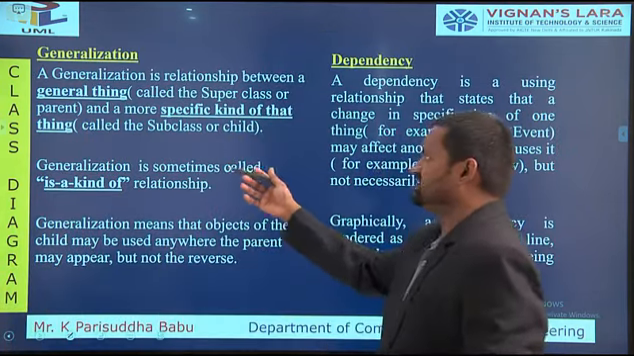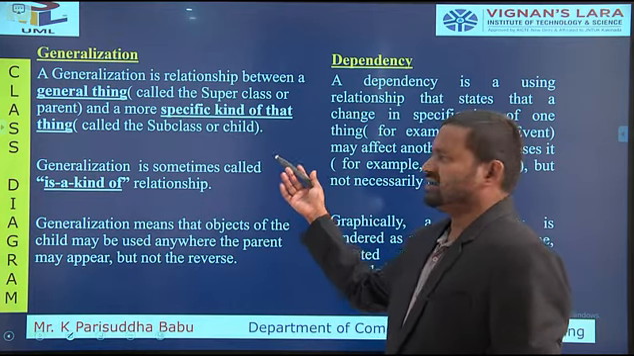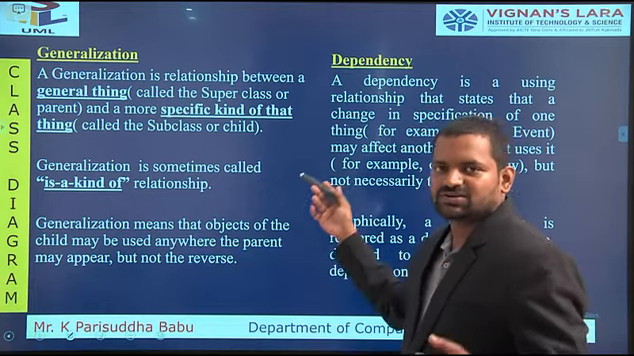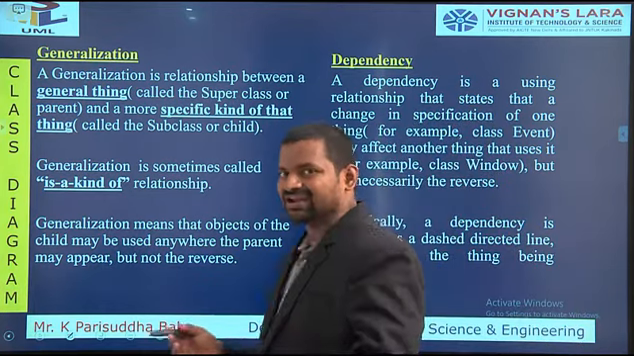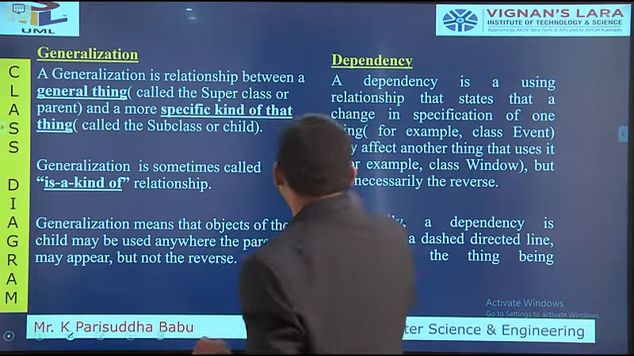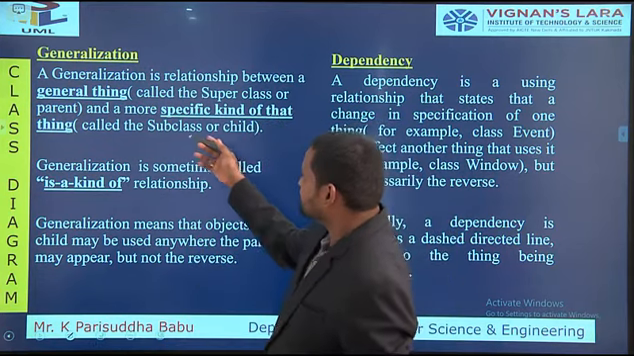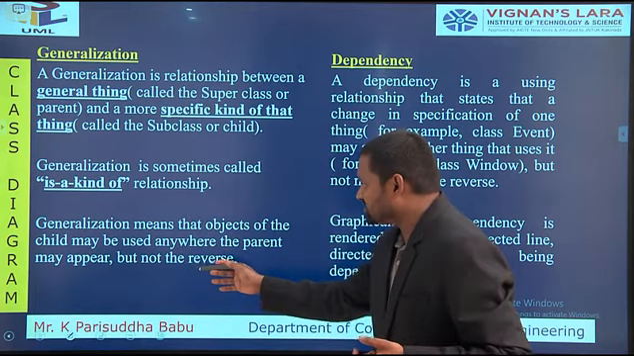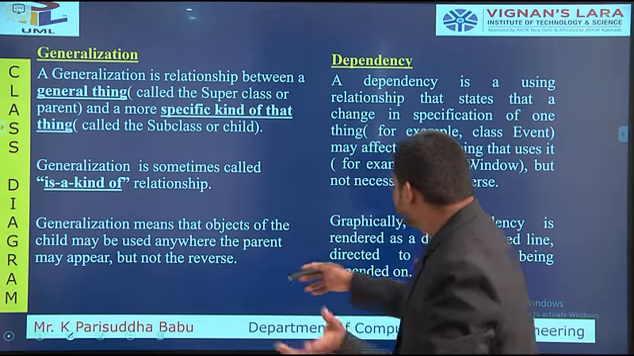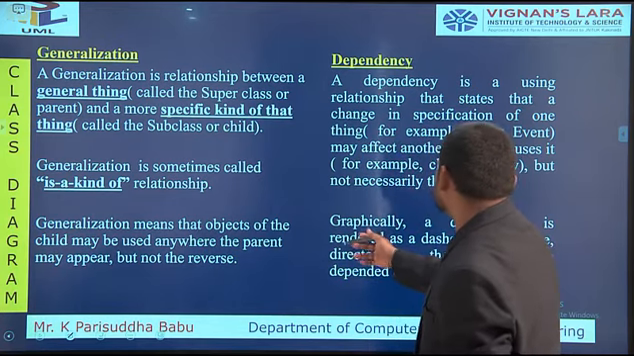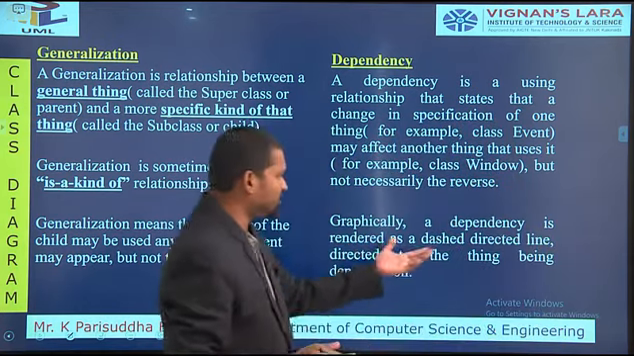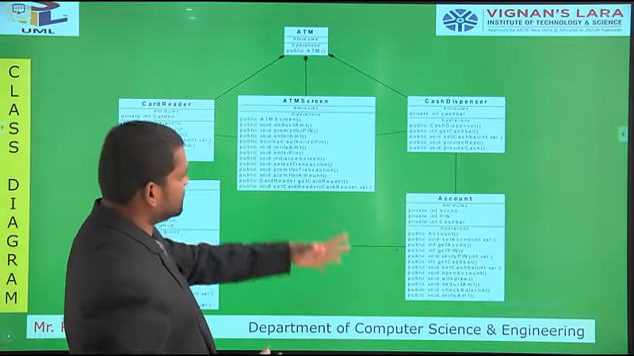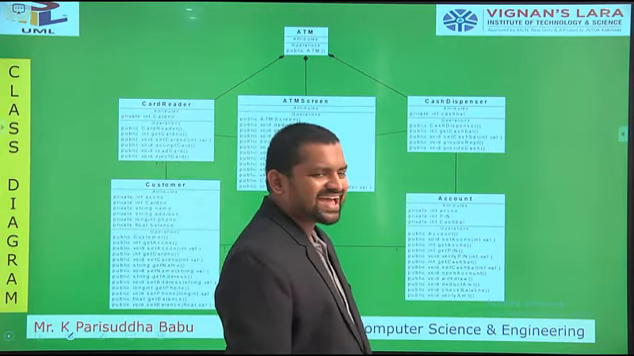This is the generalization. Generalization is used in a parent-child representation, inheritance. You use dependency, which is used to depend on one class into another class. Dependency is a dotted arrow, and generalization is represented with a hollow arrowed end. Graphically, a dependency is rendered as a dashed line. So all about this, this is the actual structure of classes.